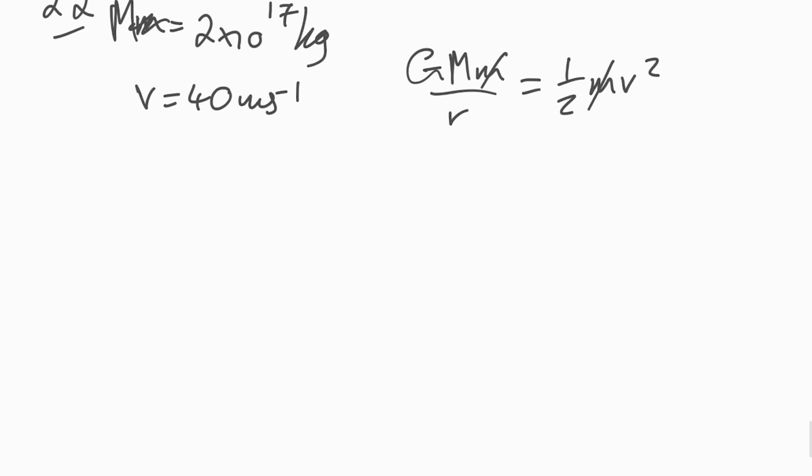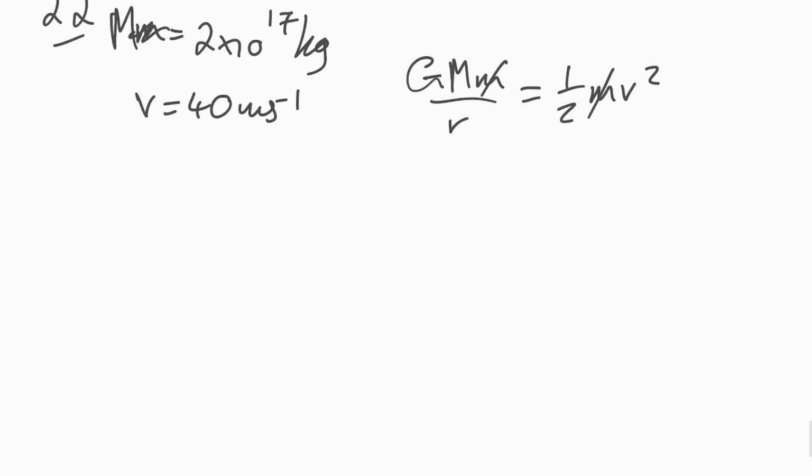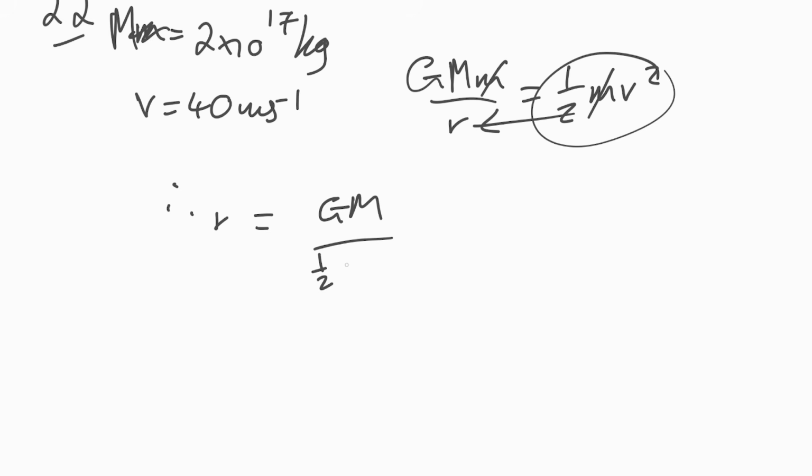We can just rearrange it if we're talking about v's. So if we're looking for r, we can just swap the half and the v squared with the r. So therefore r is, so there we go, swap all of that around. So therefore r is equal to GM over a half v squared. So that's basically 2GM over v squared.